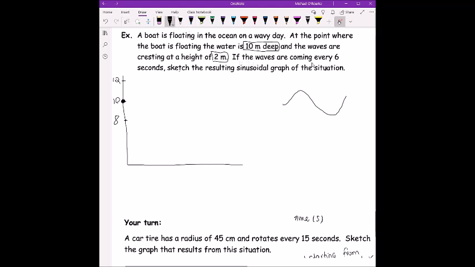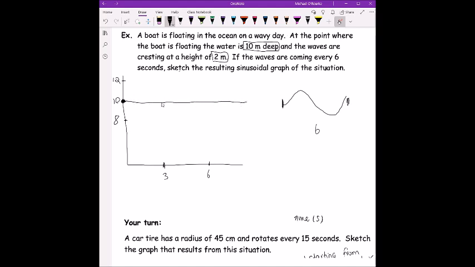If the waves are coming every 6 seconds, okay, so that means it takes from the start of the wave to the end of the wave 6 seconds. So that's going to be our period here, okay? So I know at 6 seconds our wave is going to be done, right? I'm going to mark halfway through my wave, which is 3. I'm going to put my line down here as kind of a general guide.